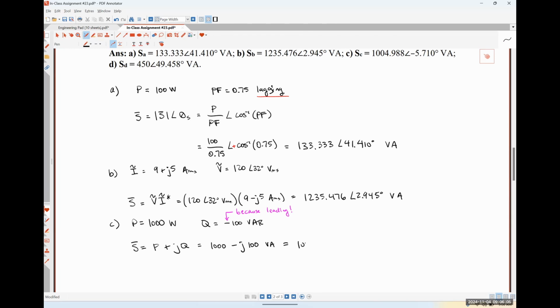Or 1,004.988 with an angle of negative 5.710 degrees volt amperes in polar form. Actually, 7105 should be 711.